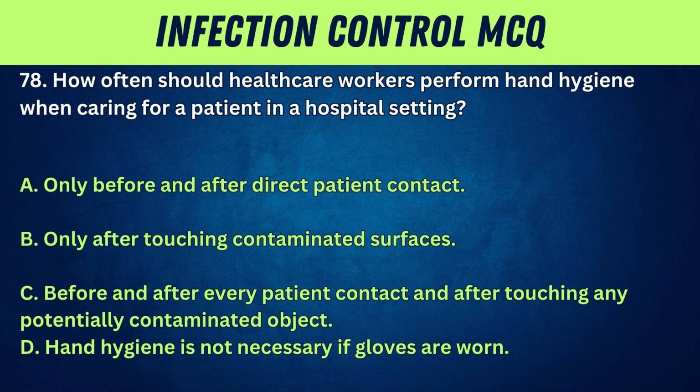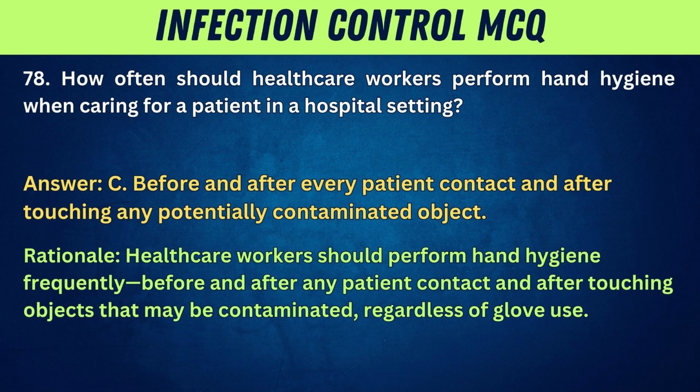78. How often should healthcare workers perform hand hygiene when caring for a patient in a hospital setting? A. Only before and after direct patient contact. B. Only after touching contaminated surfaces. C. Before and after every patient contact and after touching any potentially contaminated object. D. Hand hygiene is not necessary if gloves are worn. Answer: C. Before and after every patient contact and after touching any potentially contaminated object.